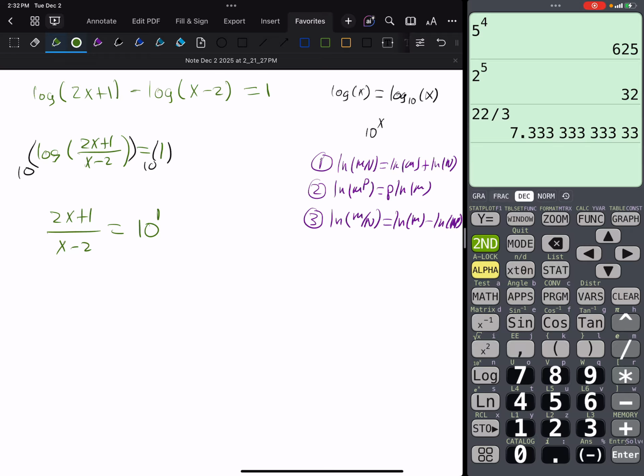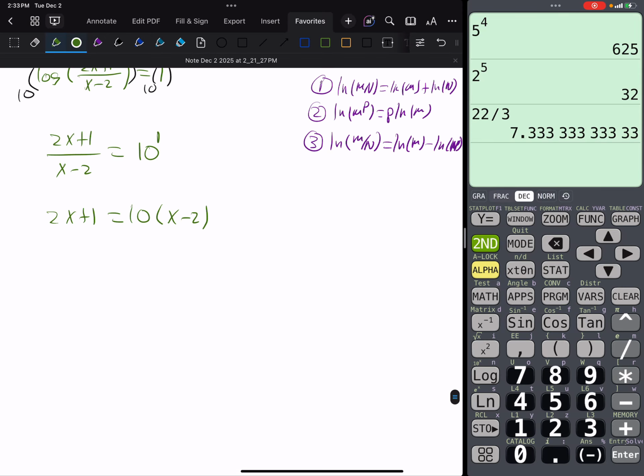And so I'm going to multiply both sides by x minus 2 to get rid of that denominator. I'll have 2x plus 1 equals 10 times x minus 2. I'll distribute that 10. 2x plus 1 equals 10x minus 20. Now I want to get all the x's on one side, all the numbers on the other. So I'm going to subtract 10x, subtract 10x, subtract 1, subtract 1. And what am I going to get? I'm going to get negative 8x equals negative 21. x equals 21 divided by 8.